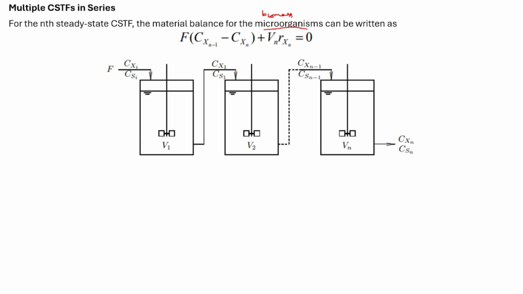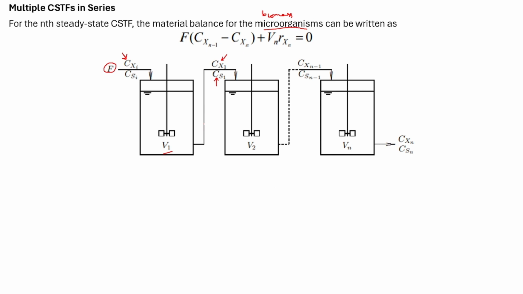Okay, so this is a series of CSTR reactors in series that has been shown. Each reactor has an inlet stream with a flow rate of F, and the inlet stream has its own cell concentration, which is Cxi, and substrate concentration, which is Csi, entering a particular reactor of volume V1. From this reactor, an outlet stream enters the second reactor, and this outlet stream has a cell biomass concentration of Cx1 and substrate concentration of Cs1.